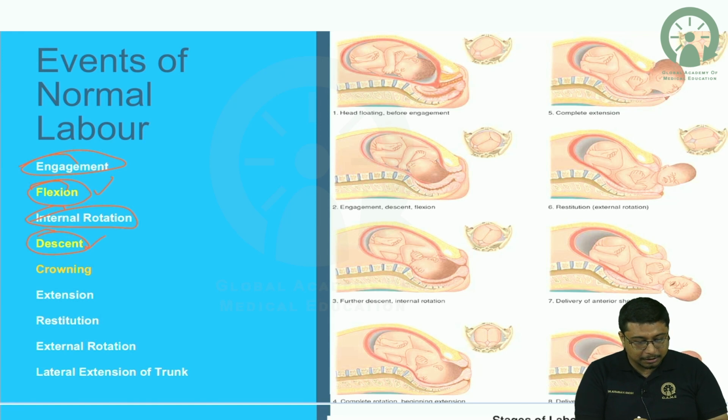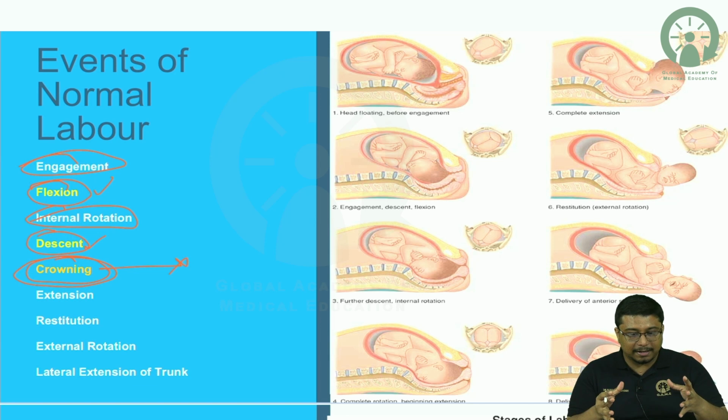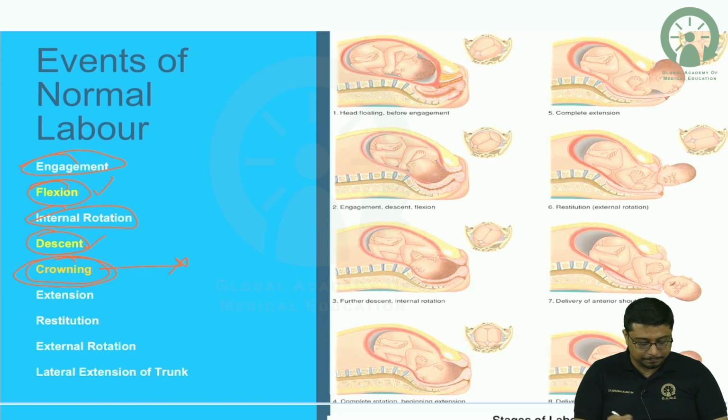Descent and flexion are continuous processes, and then there is an event called crowning, which is not exactly an event of the labor. Crowning is basically when the head comes out with contraction and then recedes, comes out and recedes. After a certain point, the head will be so much out that it will not recede with relaxation, and that point is known as crowning. After crowning, the head delivers by extension, and then this internal rotation that happened, which was 1/8 of a circle, will be untwisted, and that is known as restitution.